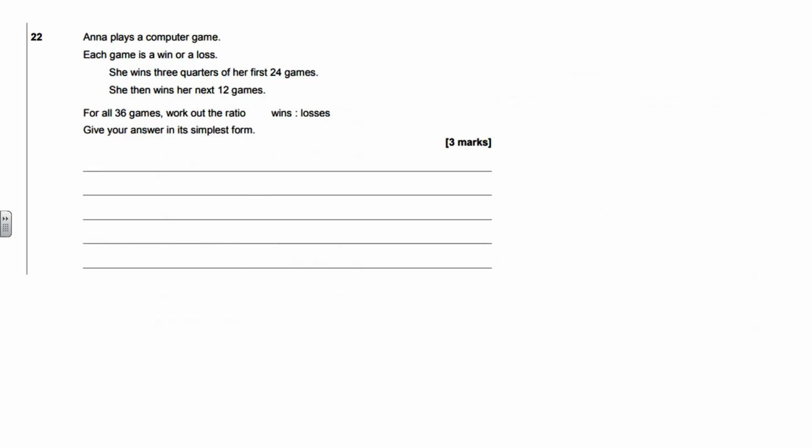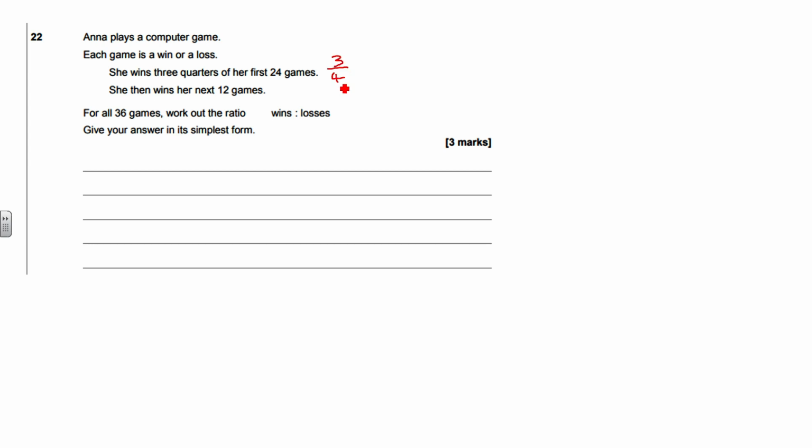Question 22. Anna plays a computer game. Each game is a win or a loss. She wins 3 quarters of her first 24 games, then wins her next 12 games. For all 36 games, work out the ratio of wins to losses. So basically, I'm going to work out how many games she wins, how many games she loses. So she wins 3 quarters of her first 24.